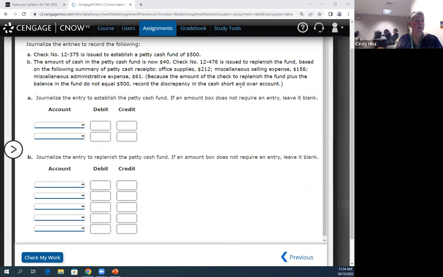So let's see what's happening in this exercise. Check number 12-375 is issued to establish a petty cash fund of $500. And so at that point, what we would do is move $500 out of the regular cash account and into the petty cash account.